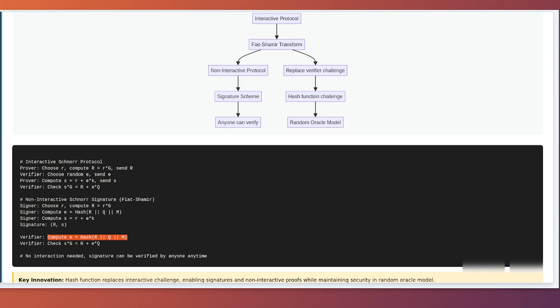The Fiat-Shamir heuristic is not just useful for Schnorr, it is a general technique for making any public coin interactive protocol non-interactive. Public coin means the verifier's messages are just random coins. They do not depend on the prover's messages except for their timing. Most zero-knowledge proofs, including zk-SNARKs and zk-STARKs, use Fiat-Shamir or similar techniques to achieve non-interactivity. It is one of the most important tools in the modern cryptographer's toolkit.